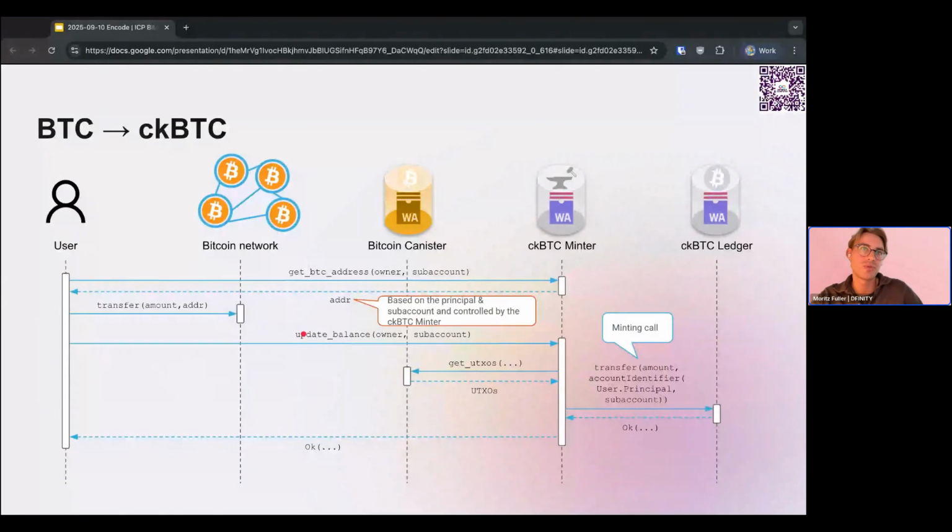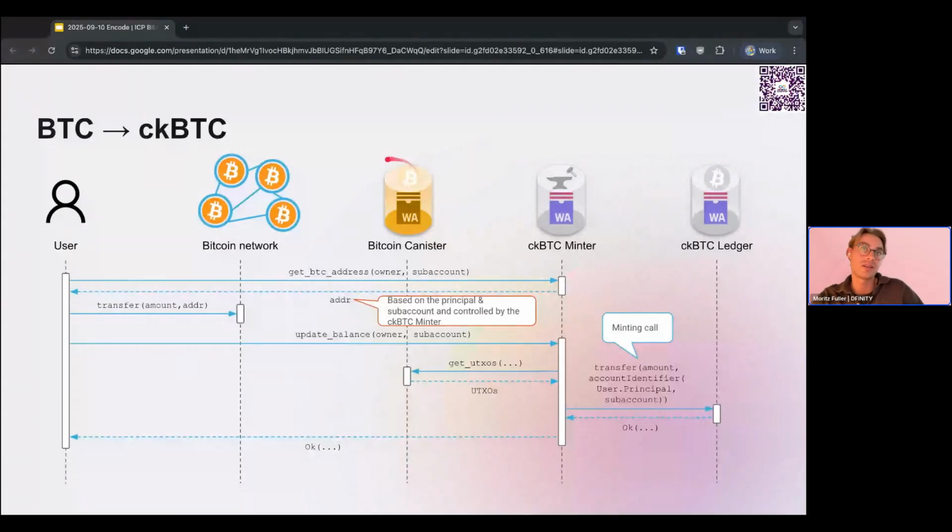And this happens through this update balance call, where you provide your own principal and a subaccount. The ckBTC minter then checks the address that it derives from this owner and subaccount. As you can see, this is the same here, right? And so it talks to the Bitcoin canister and asks, hey, did this user really deposit Bitcoin into the address that I gave him?